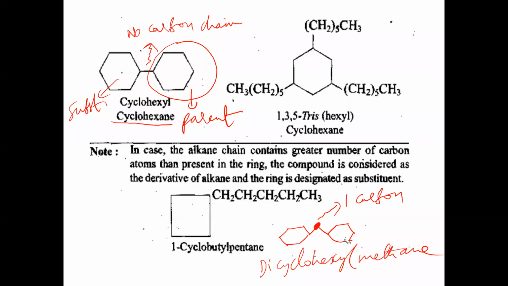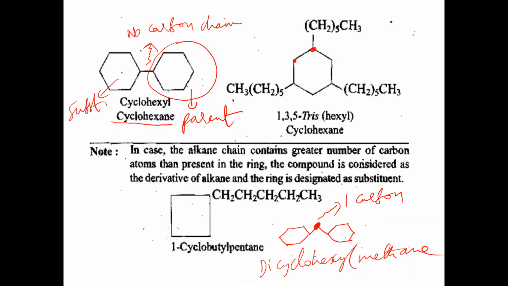Dicyclohexyl means 2 substituents here. But in the earlier example, between the 2 rings there is no carbon. Both the rings are linked with each other directly without any carbon chain between. That's why one ring is taken as parent, and one ring is taken as substituent. So the name is cyclohexylcyclohexane.